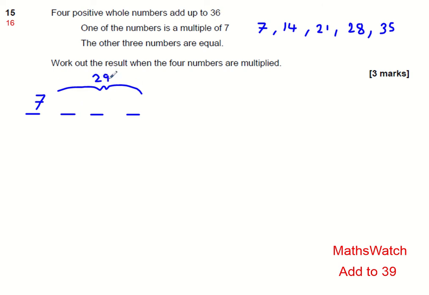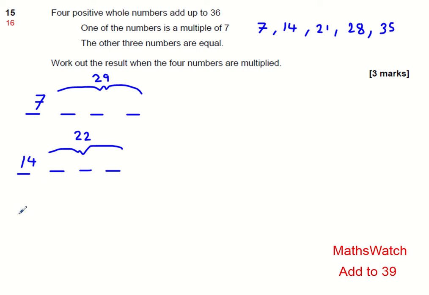However, 29 cannot be divided by 3 to give 3 equal numbers that are all whole numbers, because 29 is not in the 3 times table. So 7 is not the multiple of 7 used in this question, and we'll keep trying until we find one that works. So the next one will be 14 as the first number, which means that the remaining 3 numbers, 14 plus 22 is 36, and once again 22 is not in the 3 times table, so we can't divide it by 3 equally into whole numbers.